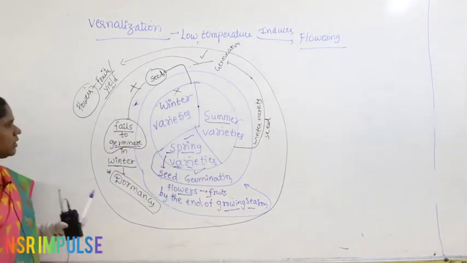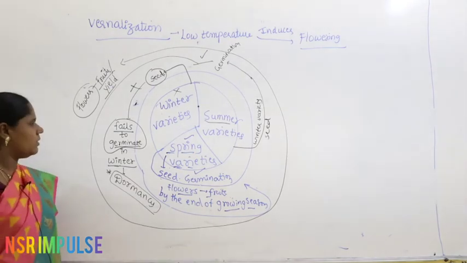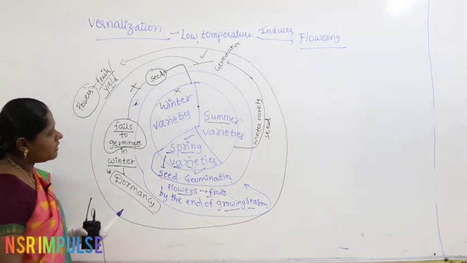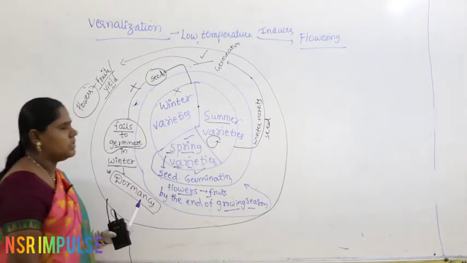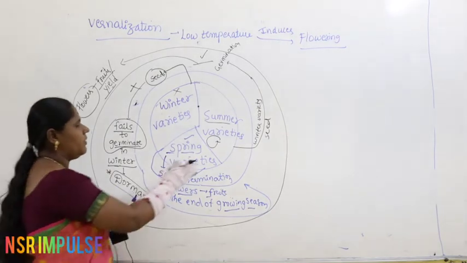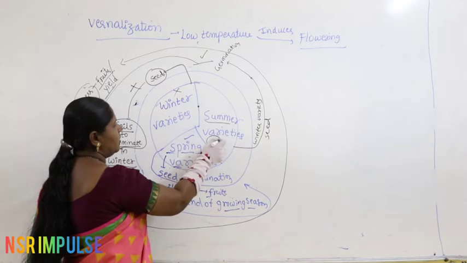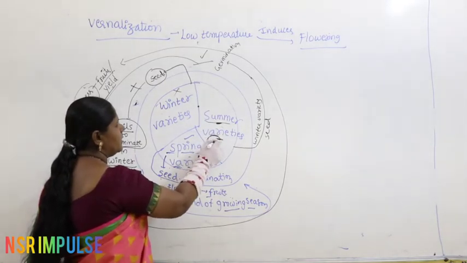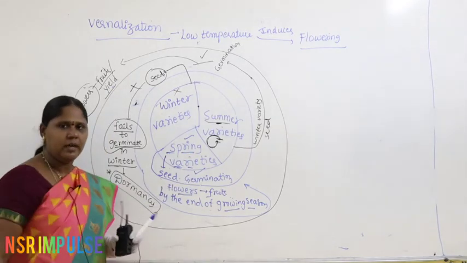Okay, so don't get confused with this. If you listen carefully, this is the easiest one. Summer varieties: you have to put them in summer, and by summer you will get the seeds. So no problem for the summer variety. Summer varieties you can keep in summer, and by next summer you can see the plant will grow. By next summer you will get the yield.